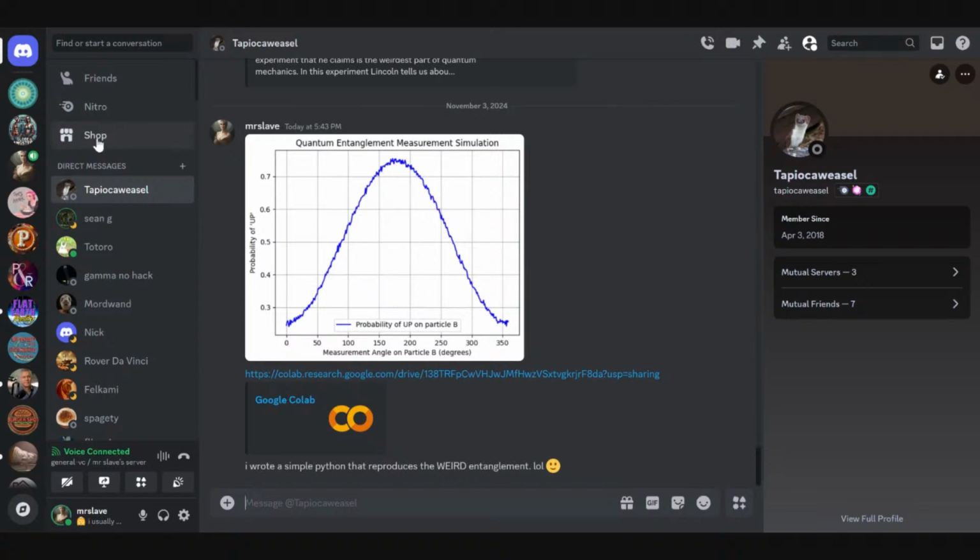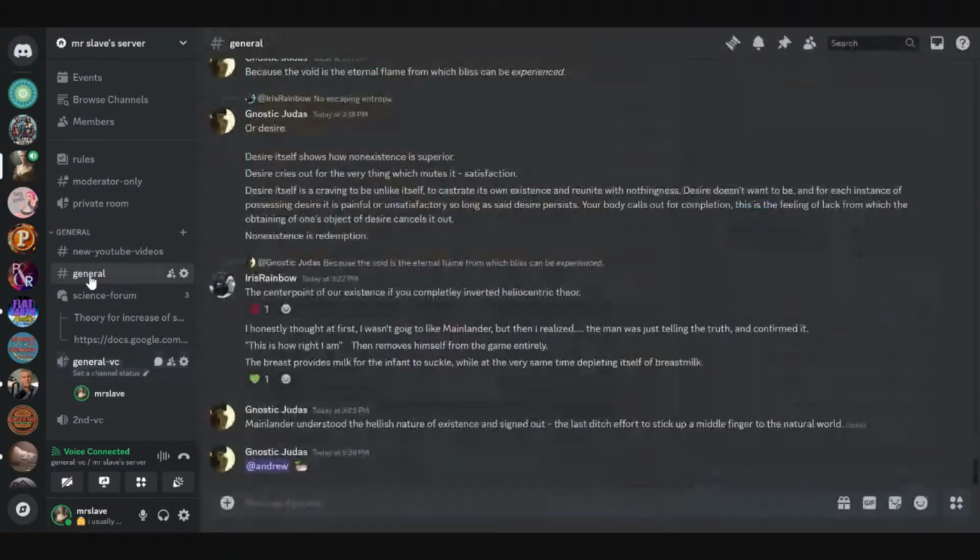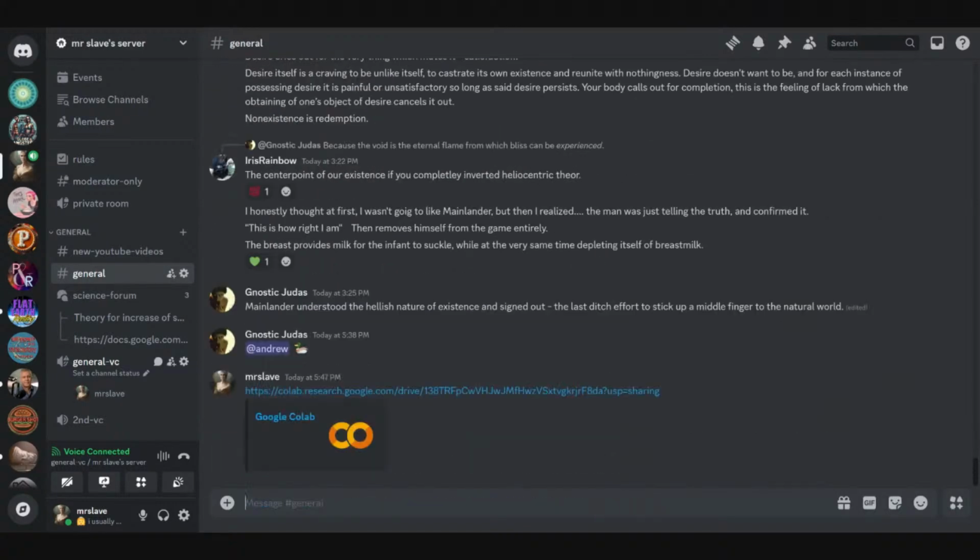Okay, who else? Let me put it in general. Along with, let me open the image, open image in new tab so I have it available to copy and paste.